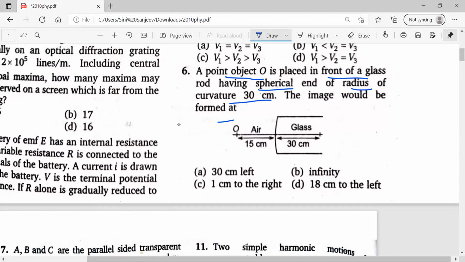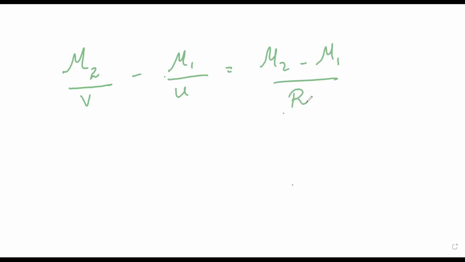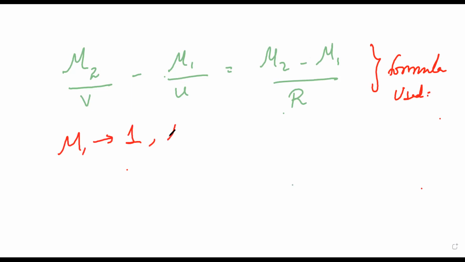30 centimeter left, infinity, 1 centimeter to right. So for this question, we have to know a basic formula. Without the formula, we cannot proceed. The formula is very simple: mu2 by v minus mu1 by u, where v is the image distance and u is the object distance, is equal to mu2 minus mu1 by r, the radius. This is the formula used, correct? And mu1, that of the air, we should know as 1, and mu2, that of the glass, 1.5. So these are again two prerequisites, correct?